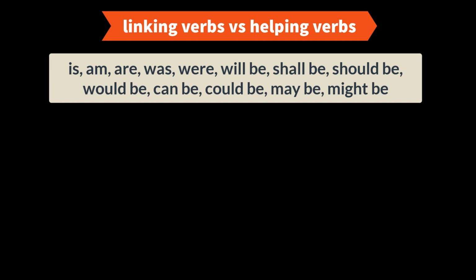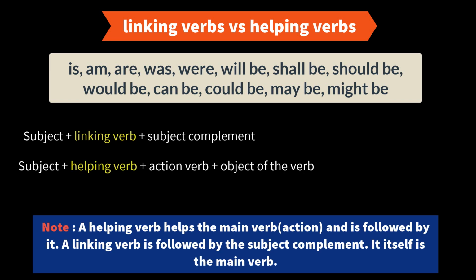These can also work as a helping verb. Now, how do you figure out whether it's a linking verb or a helping verb? Guys, it's very simple. A helping verb is a verb that helps the main verb, that helps the action verb. And it is always followed by an action verb. On the other side, a linking verb is not followed by any verb. It itself is the main verb. Without it, the sentence cannot make any sense.